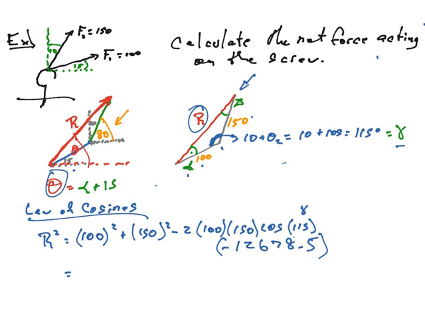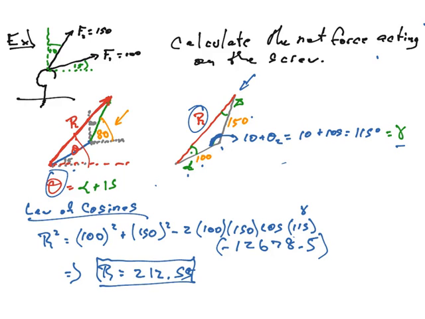So again, it's 100 squared plus 150 squared minus negative 12678.5. Take the square root of that answer, and I get 212.55. There's the magnitude of the resultant.